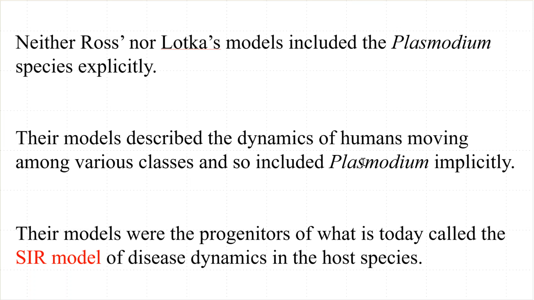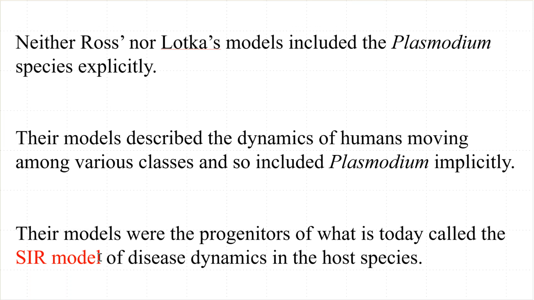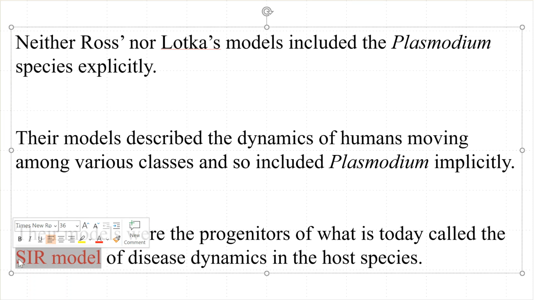What they did was they built a model that said Plasmodium is there implicitly because we're going to follow human individuals that are infected with Plasmodium. So really the human becomes the surrogate for Plasmodium in the model. And this model that they worked on in 1911 and 1912 really is the progenitor of all the models that we use today to study the disease dynamics in host species. And you're going to see these as acronyms. You're going to see this acronym a lot today, and you probably hear a lot about it in the news. It's called the SIR model.